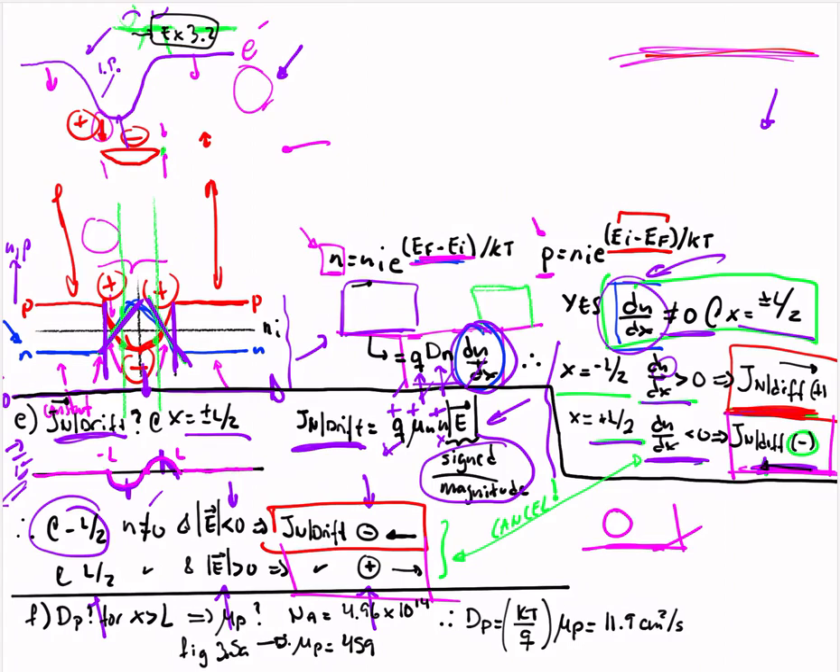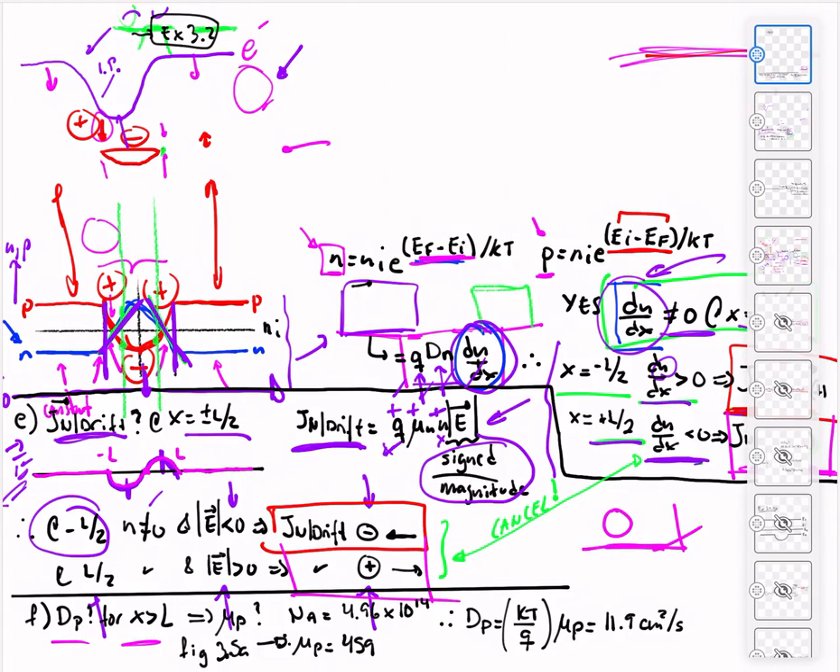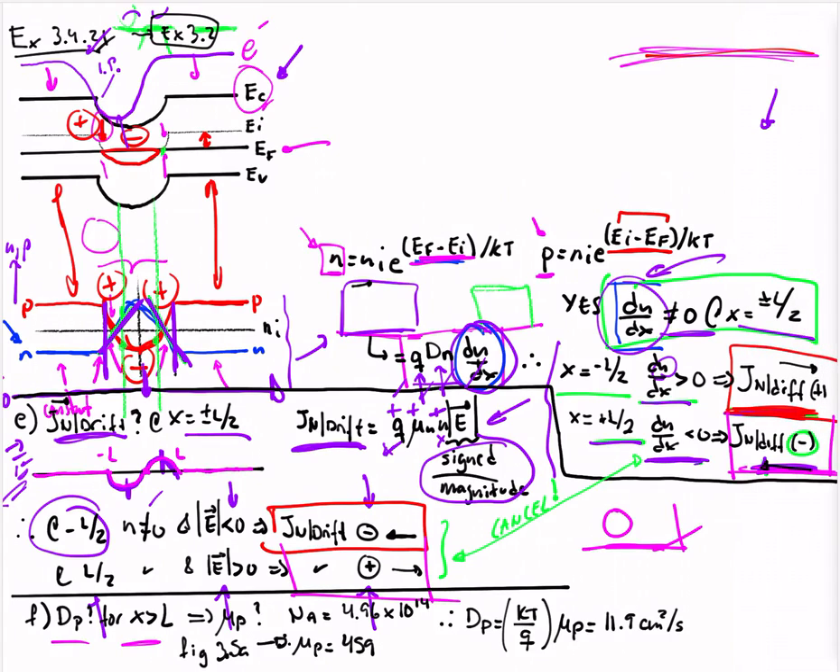Let's do that. That's quite simple. For X greater than L. So, I hope you remember that this is L. I need the mobility for holes in the sample, but I know the doping of acceptors.